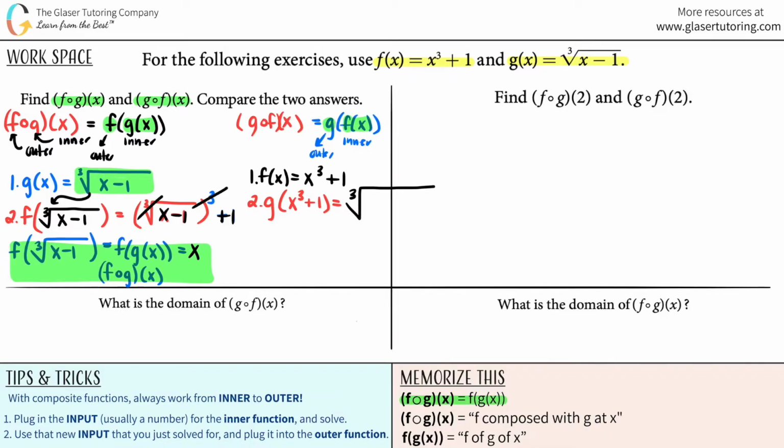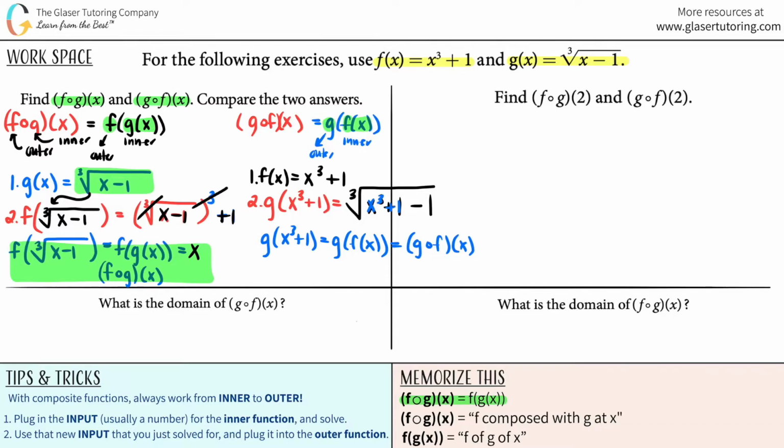So now I'm going to be plugging in x cubed plus 1 minus 1. Do we see that, right? This part was being substituted for what the x was, because the x is now going to be x cubed plus 1. And now just simplify. So we have g of x cubed plus 1. This is the same thing as saying g of f of x, which is the same thing as saying g composed with f at x.